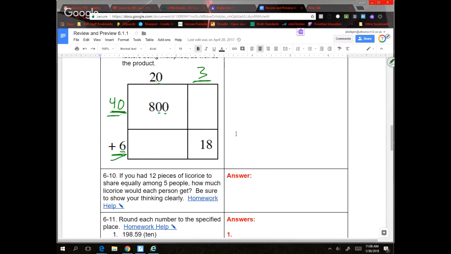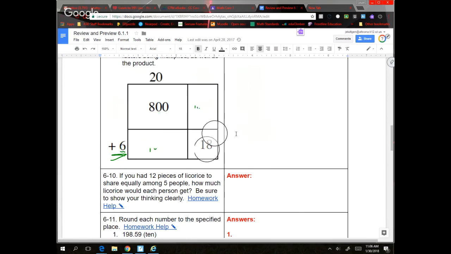So now I can do 40 times 3, which is 120. And 20 times 6, which is also 120. And now, obviously, to find the answer, I add all these up to get the answer or the product. I'm going to add them all up. I should get 1,058.